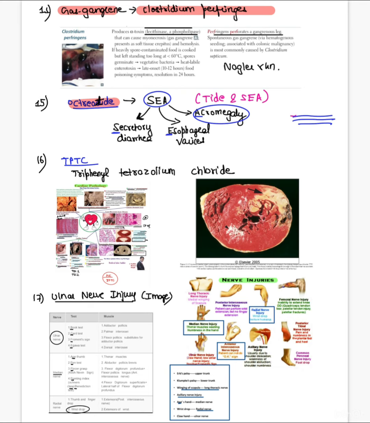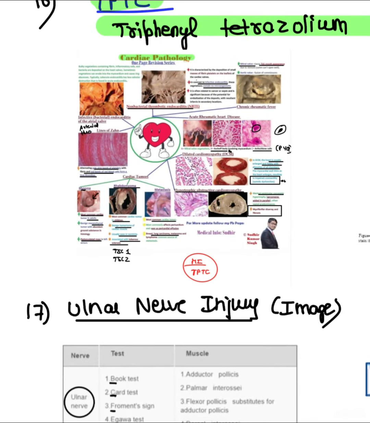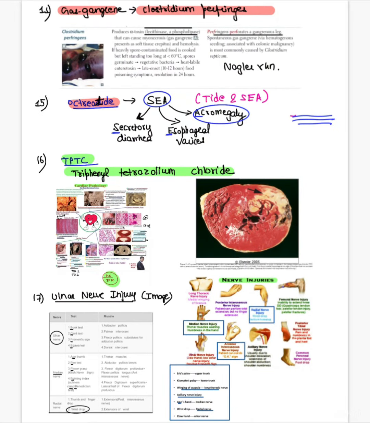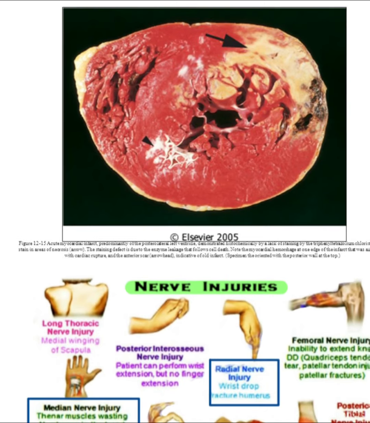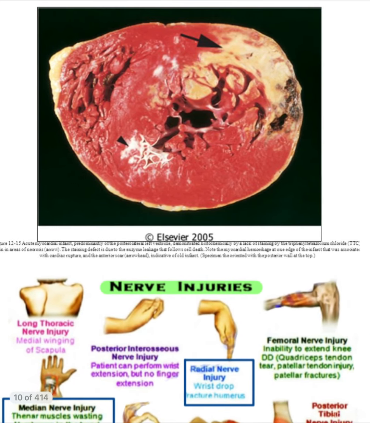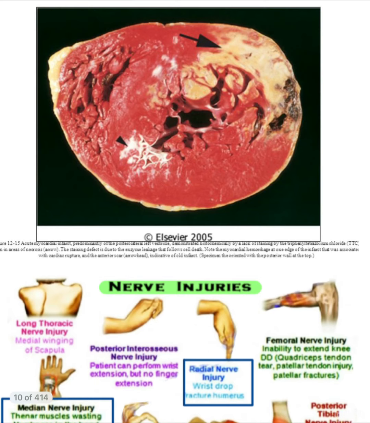Then coming on to the next question, that is TTC stain they ask you, that is triphenyl tetrazolium chloride. If you might have recalled, this was the table that I did in last minute revision for your path, do you remember it, guys? I said I forgot to include the image, but in MI there is a very important stain, that is TTC. You can see it's written also, most important MI TTC stain, that is triphenyl tetrazolium chloride stain, guys.